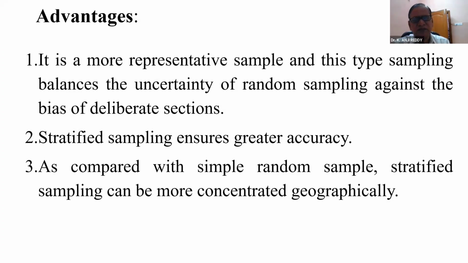The third one is when compared with the simple random sample, stratified sampling can be more concentrated geographically. So a simple random sample, when you go for this, may be selected from the broader geographical area. So in the stratification you can also make it geographically. Say for example, our country is geographically divided into states with the political boundaries. So you select out of 28 states 2 or 3. That is also first what you are doing, you are dividing the states. So 28 states are there. From 28 you select 2 or 3.